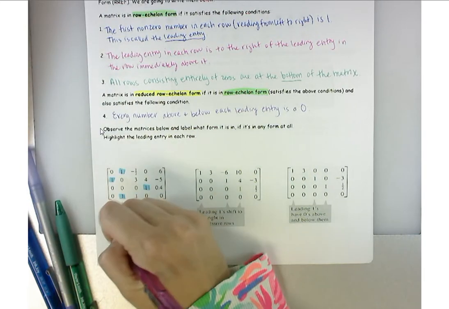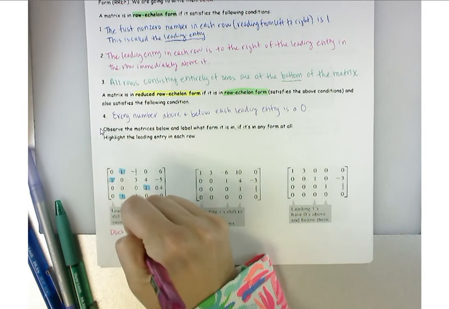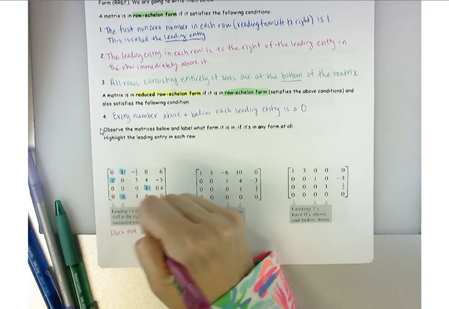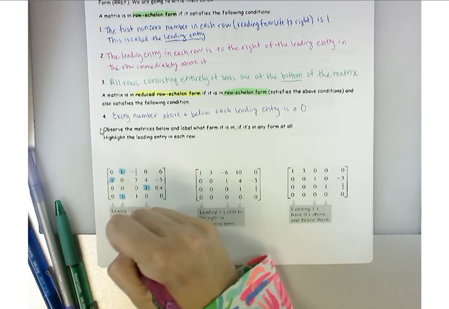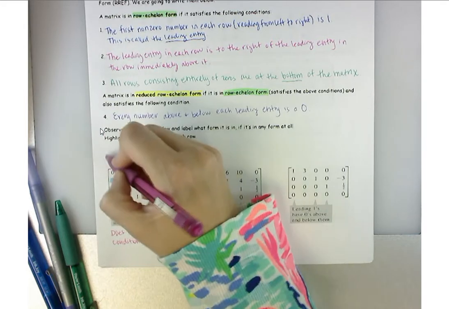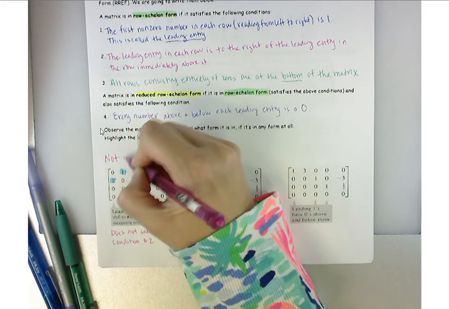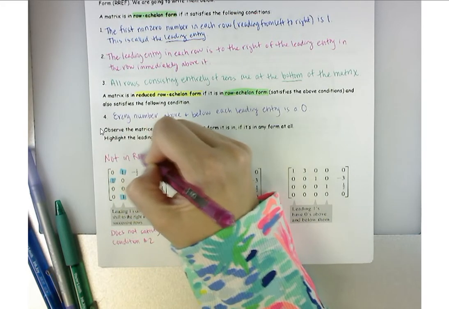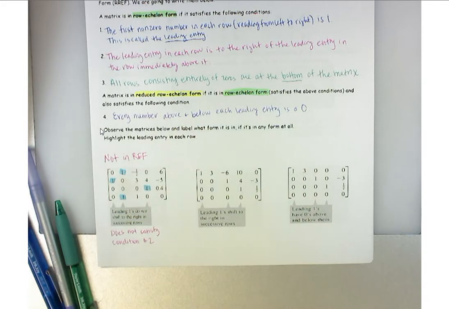So we're just going to write that below. So it does not satisfy condition number 2, which means this is not in row echelon form, which we can call REF.